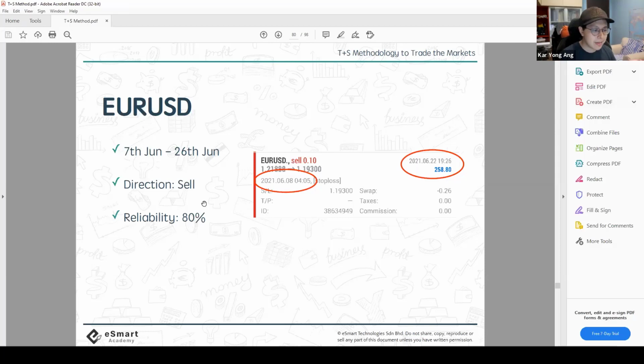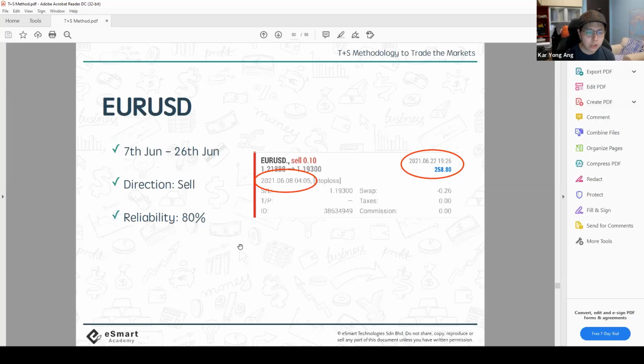Based on the past 10 years, there's 80% probability euro dollar would drop during June. So what does this 80% mean? It means that for the past 10 years, up to 2020, there are 8 years euro dollar dropped in June and 2 years euro dollar rallied. So with that statistics, in 2021, this year, during June, which direction would I be focusing more? Obviously, I would want to focus on the sell, because during this period there's a high chance it will drop.